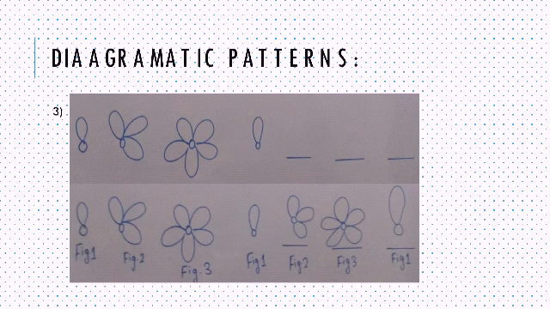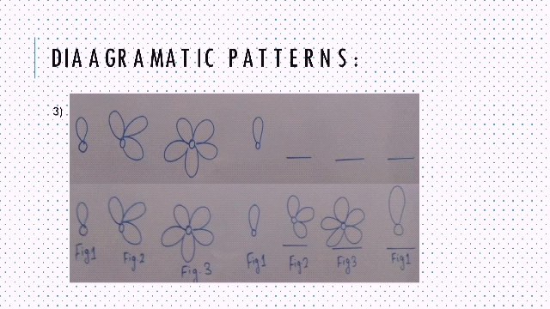Okay, question number 3. Look here, in the first diagram, a flower with only 1 petal is drawn. Then a flower with 3 petals is drawn. Then a flower with 5 petals. Then again we can see that the flower with 1 petal is drawn. And there are 3 blanks. You have to fill in those blanks.